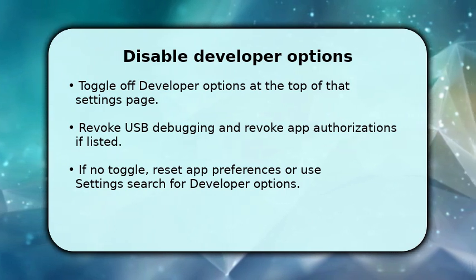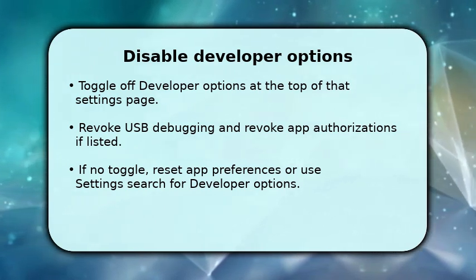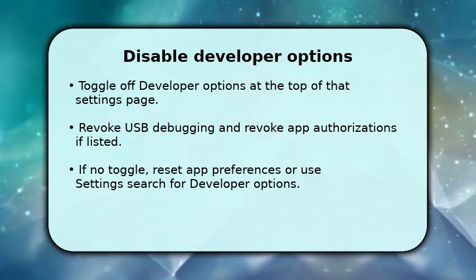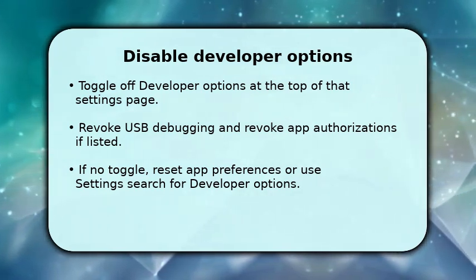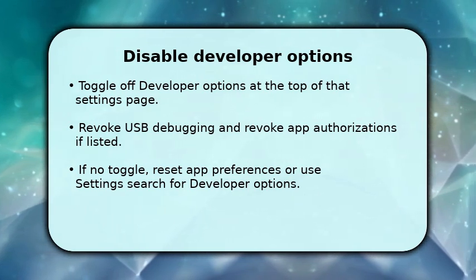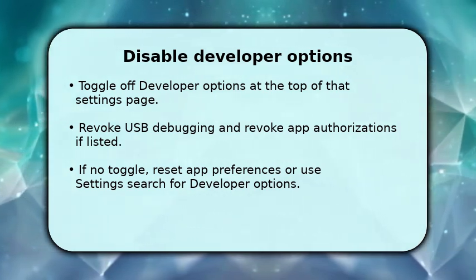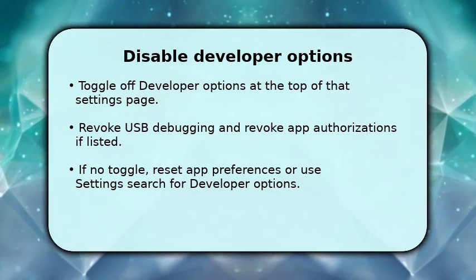If the page lacks a single toggle, use Settings Search for Developer Options, or go to Apps, right arrow, Show System Apps, right arrow, Settings Storage, and clear data to hide it. These steps remove elevated access and unwind changes made while developer mode was active, improving security.